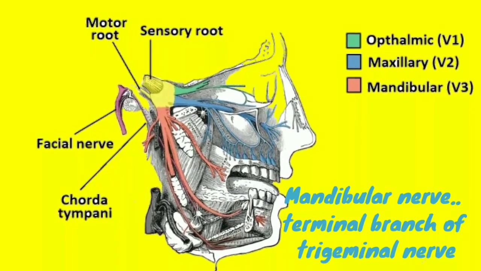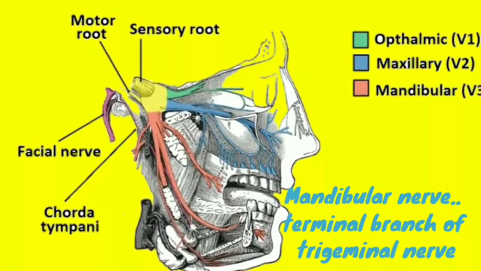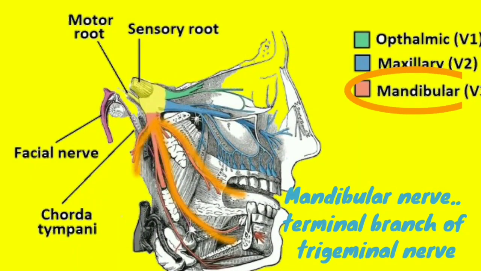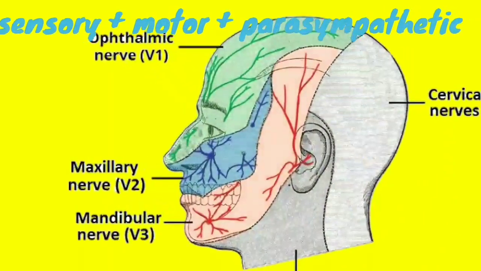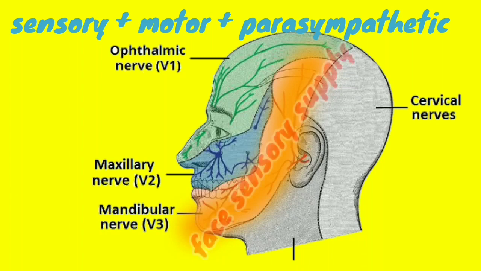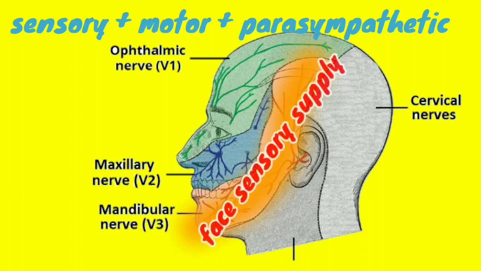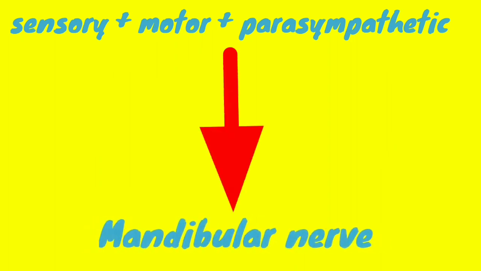Hello everybody, today we will try to learn about the mandibular nerve. The mandibular nerve is a terminal branch of the trigeminal nerve, along with the maxillary and ophthalmic divisions. It has a sensory role in the head and is associated with parasympathetic fibers of other cranial nerves. However, unlike the other branches of the trigeminal nerve, the mandibular nerve also has an important motor function.